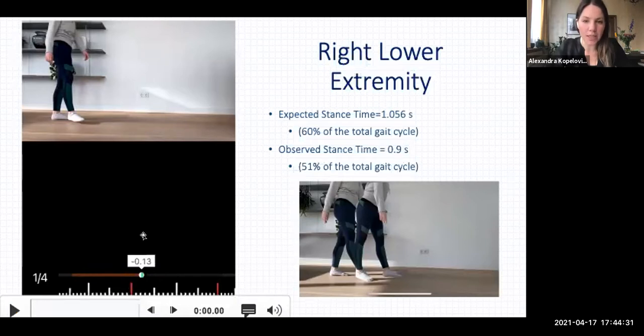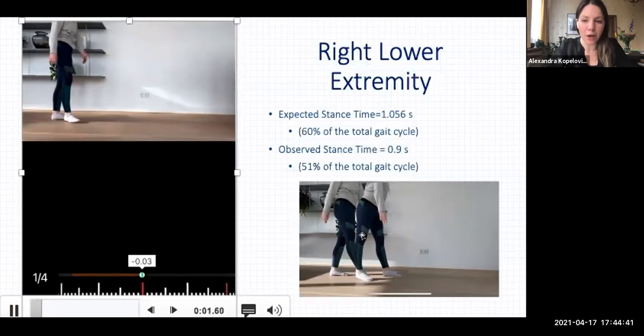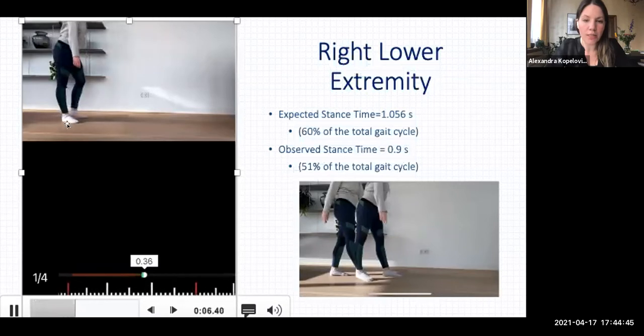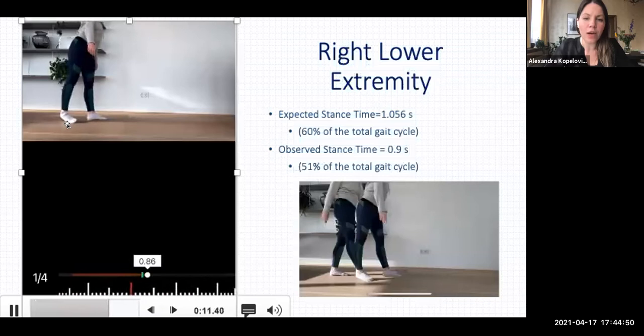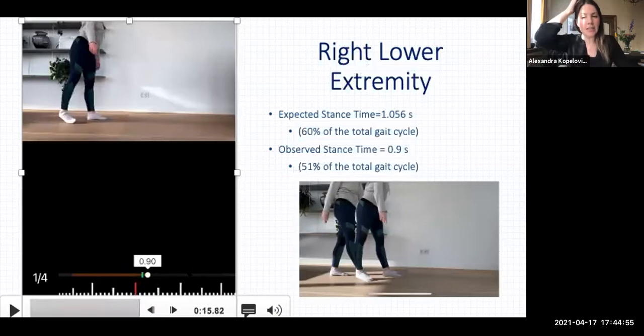So once again, follow the timer. The stance time begins when the patient contacts the floor with the right foot, and it ends when the right foot leaves the ground, as you can see here. So now we're at 0, the right foot is in contact with the ground, and now the right foot leaves the ground. At about 0.99 seconds, this is our observed stance time. So our patient tends to spend 0.9 seconds in stance on the right lower extremity.